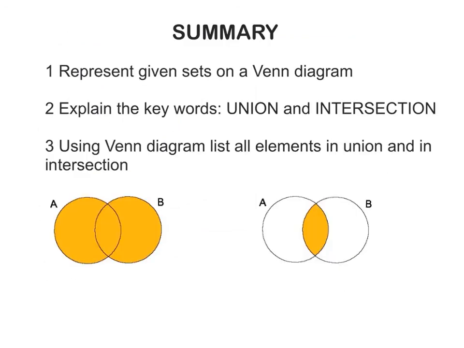So for tomorrow you need to be able to explain to me the keywords union and intersection. You need to represent a given set on a Venn diagram. Using a Venn diagram, list all elements in union and intersection. So this is union, intersection, notation A union B, A intersection B. So remember, take notes and study before tomorrow's class.